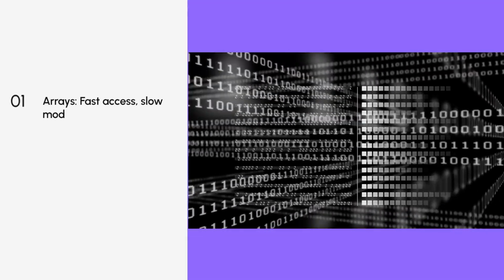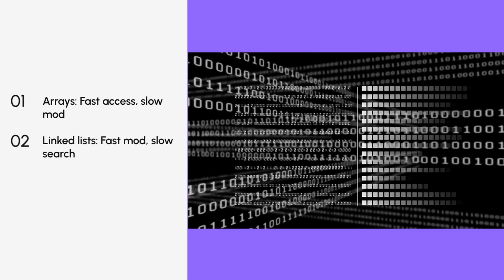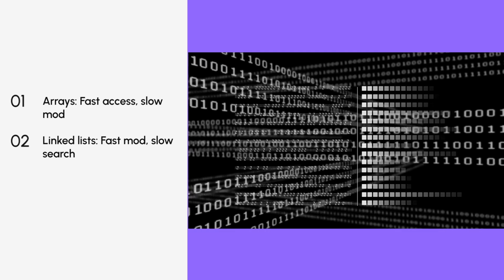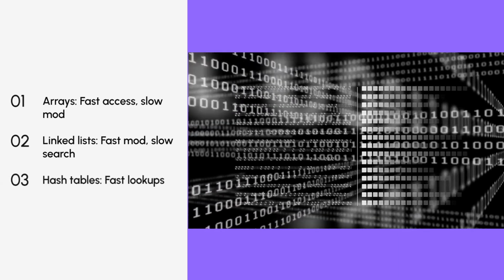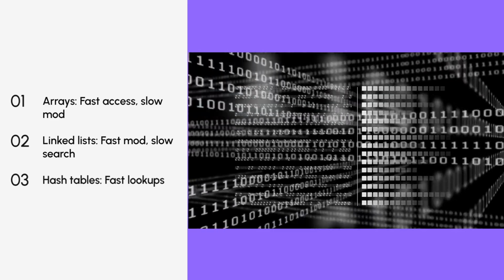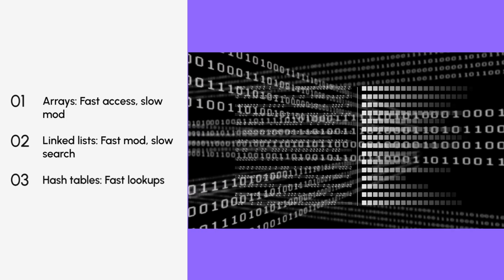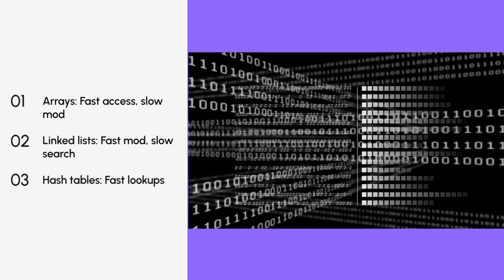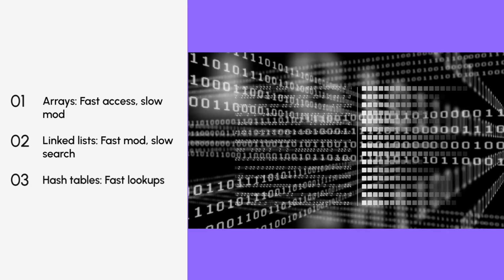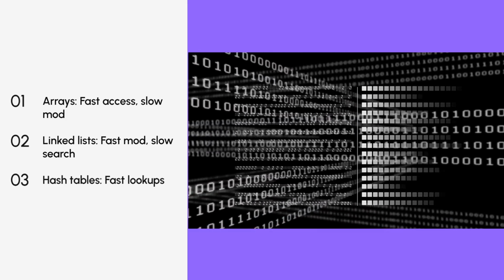Different data structures offer unique strengths and weaknesses. Arrays offer fast access but slow insertion and deletion. Linked lists excel in fast insertion and deletion but have slower search times. Hash tables provide fast lookups while binary search trees maintain order with balanced performance. Tries excel in prefix searches while graphs are ideal for mapping relationships. Choosing the right structure is key to efficient algorithm design.